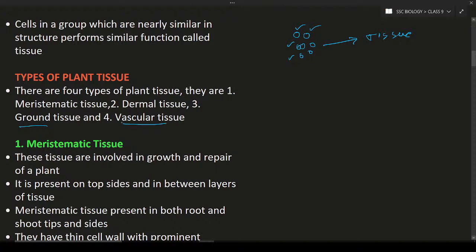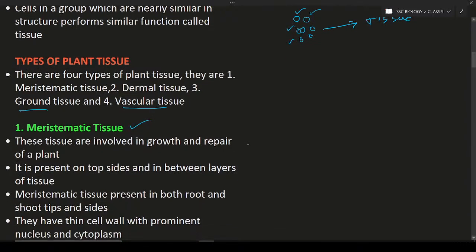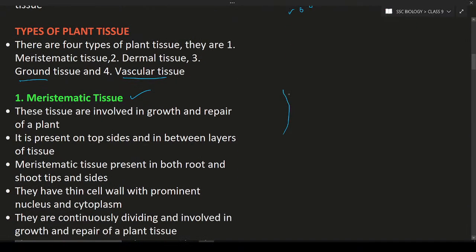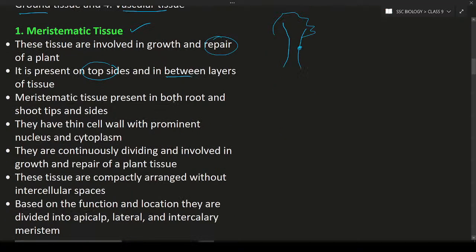Next, what is meant by meristematic tissue? Meristematic tissue means the type of tissue involved in growth and repair. For example, let us consider there is a plant. If the plant has some small damage over here, the damaged portion has to get repaired. This meristematic tissue is going to help in the growth and repair of the plant. This tissue is present on the top sides and also in between layers of the tissue. It is present in roots, shoot tips, and also sides and so on.